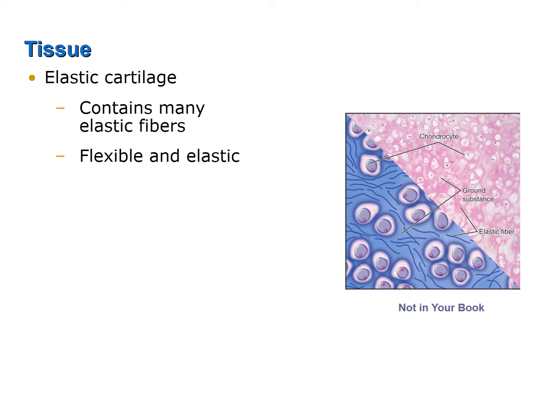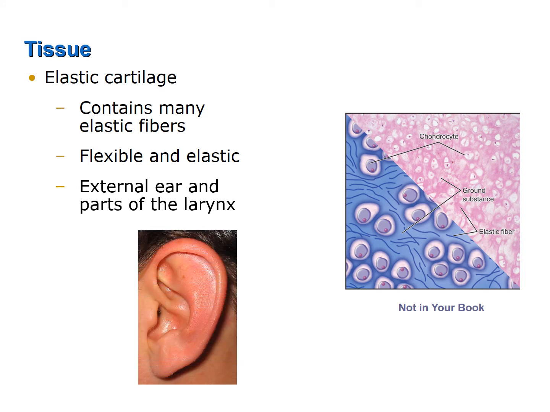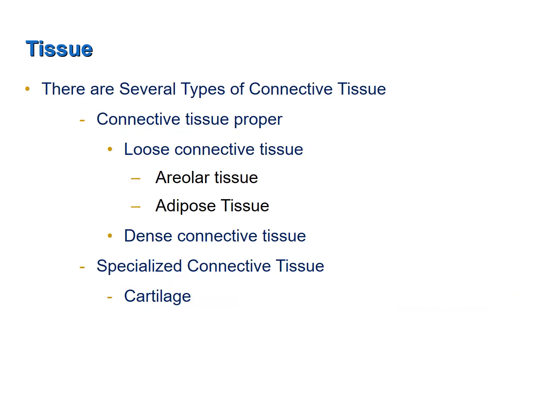Elastic cartilage contains many elastic fibers, making it more flexible and elastic compared to hyaline or fibrocartilage. One location where you find elastic cartilage is in the external ear as well as parts of the larynx. The only remaining specialized connective tissues to discuss are the bone and blood.